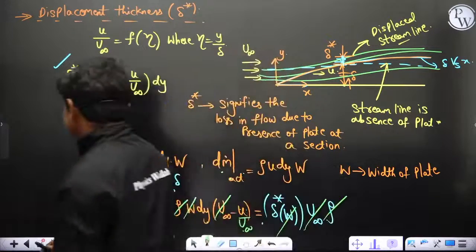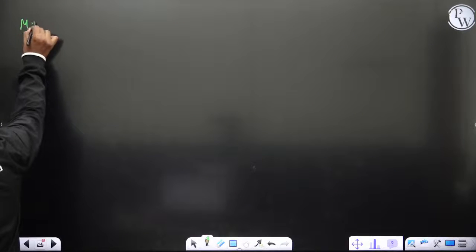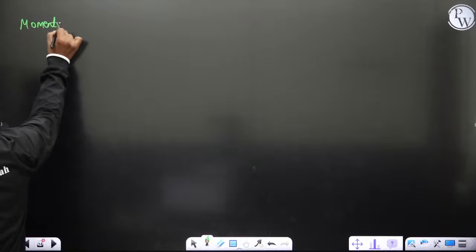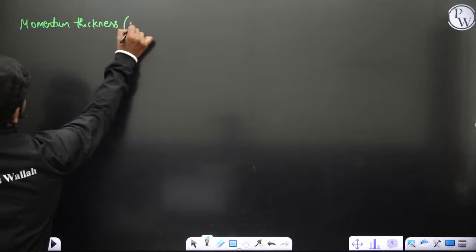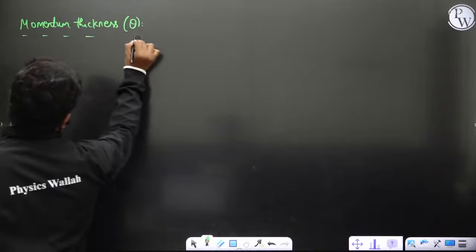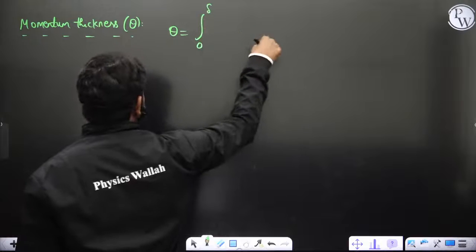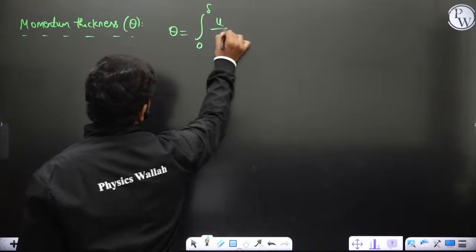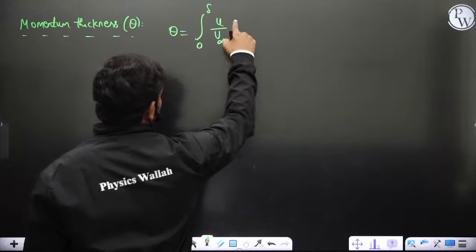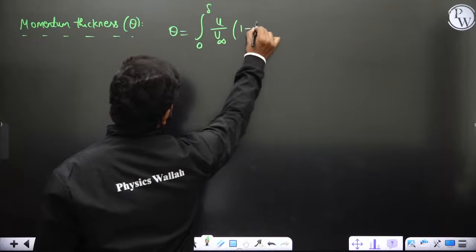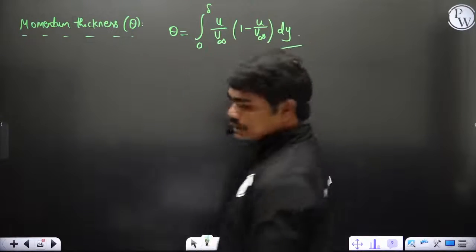Now, similarly, you can talk about momentum thickness, which compensates for the loss in momentum. Theta is what you generally denote this. So theta is the integral from 0 to delta of momentum, u into (u minus u infinity). So u by u infinity, where this u corresponds to mass flow, into the loss in momentum, u infinity minus u. So (1 minus u by u infinity) dy. Correct? I hope this is correct. Yeah, this is for the momentum thickness.